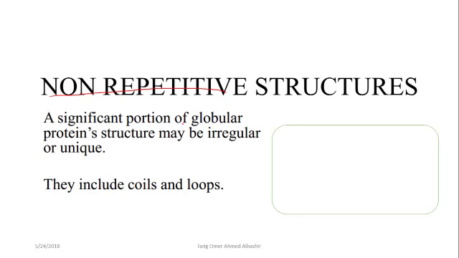A significant portion of globular protein structure may be irregular or unique. They include the coils and the loops.